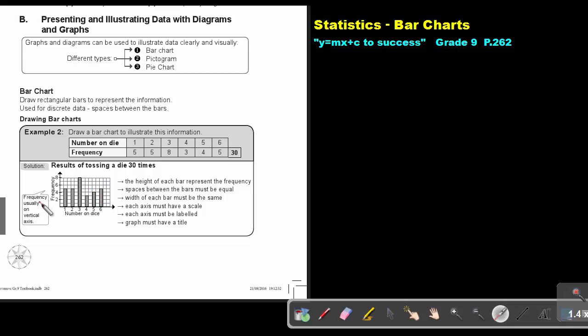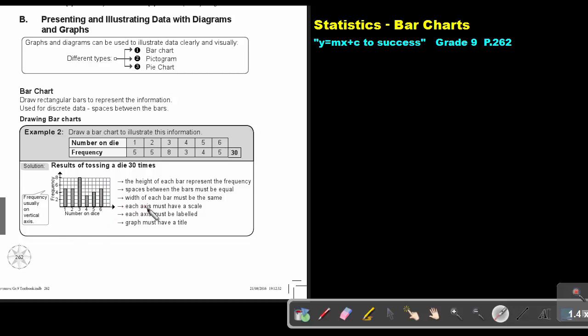Now, frequency is usually on the vertical axis. But let's just go through these points. The height of each bar represents the frequency. The spaces between the bars must be equal. That's why it's good to do it on block paper. Then the spaces between the bars will be equal. The width of each bar must be the same. You can decide it's 1 block, but if you decide the width must be 2 blocks, then you must do it with all the different bars.